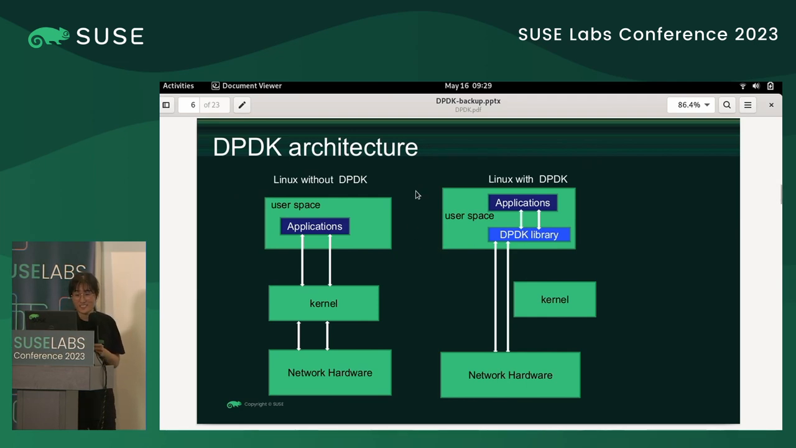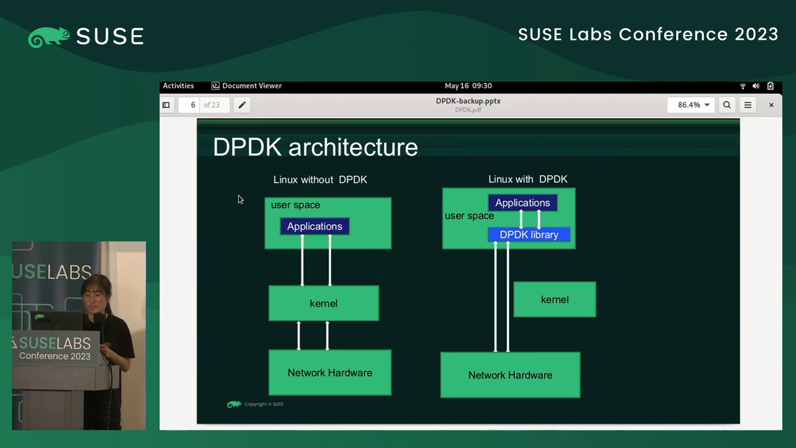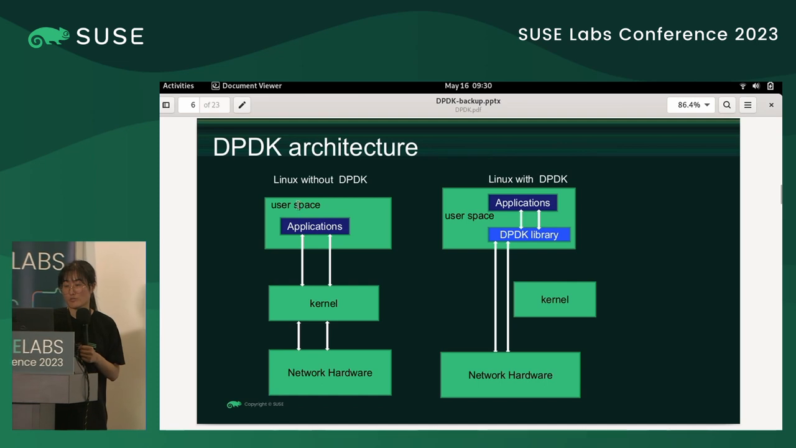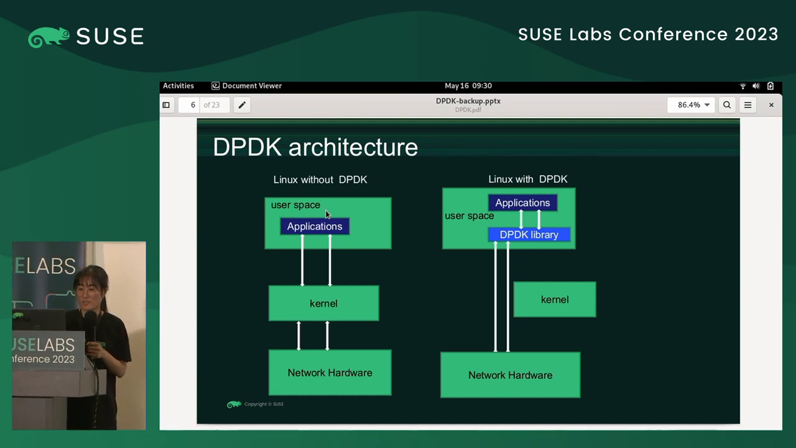Next, I would like to introduce the DPDK architecture. As we see in the diagram, the left is the traditional network stack, the Linux kernel. The network goes from user space to kernel space, and in kernel space the kernel driver contacts the network hardware. So it has a lot of overhead between user space and kernel space. The system calls, and in the kernel space the network driver interrupt, are also overhead that influences the performance.